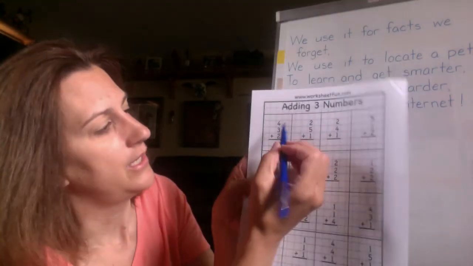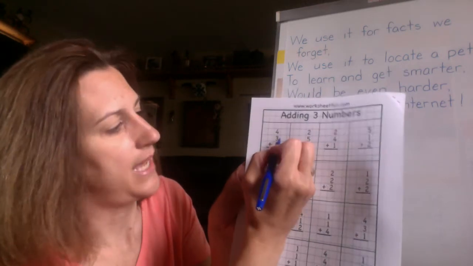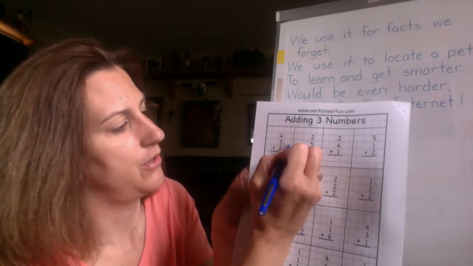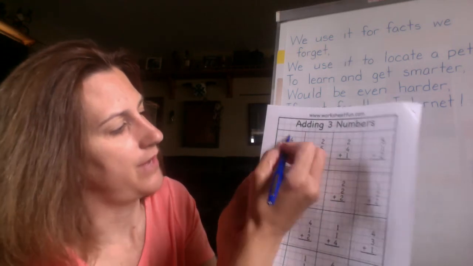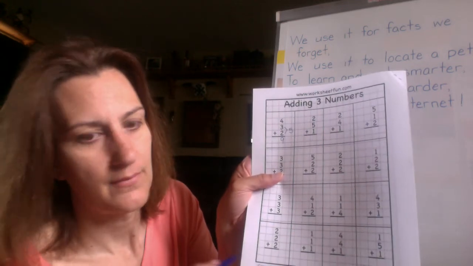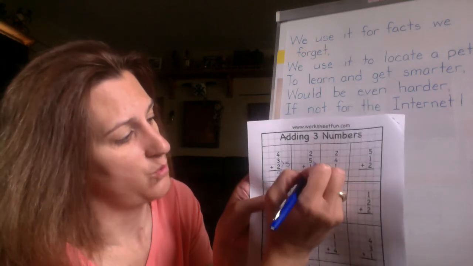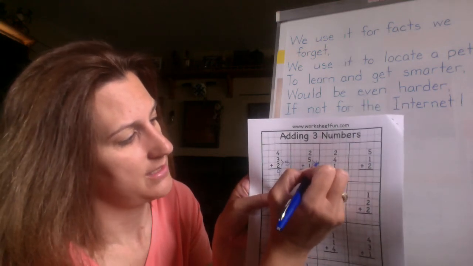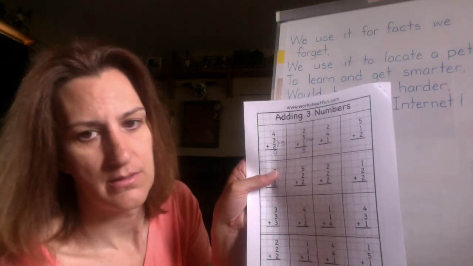So here, I don't see anything that can create 10. So I would just add any of the ones you want. So I would go 3 plus 2 equals 5, and then 5 plus 4 equals 9. Okay, this one, I would probably do the easier. So 5 plus 1 equals 6, 6 plus 2 equals 8.